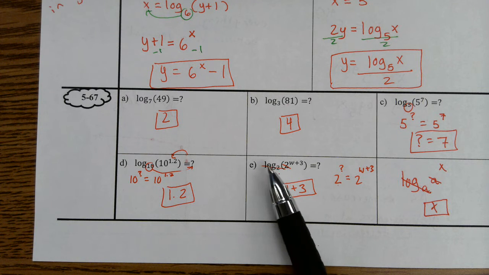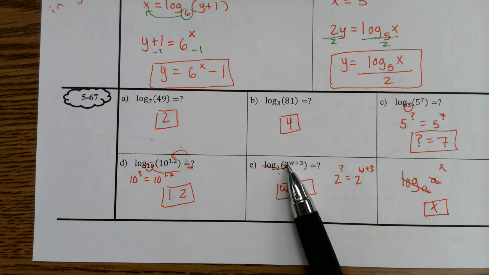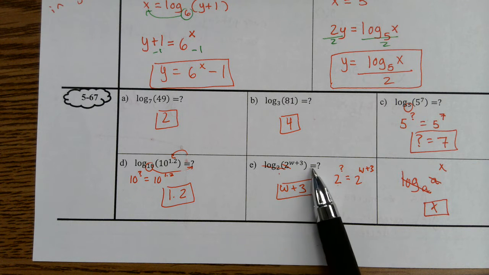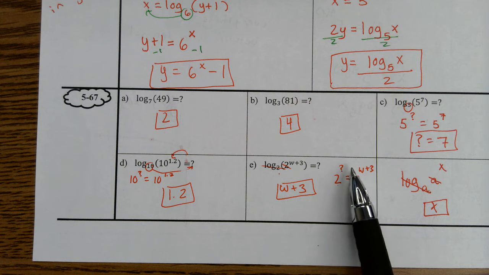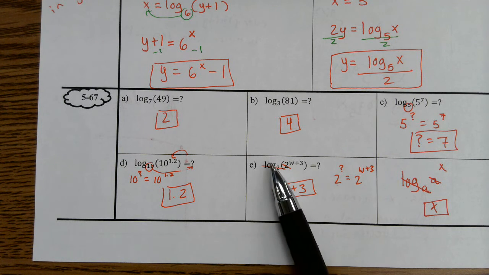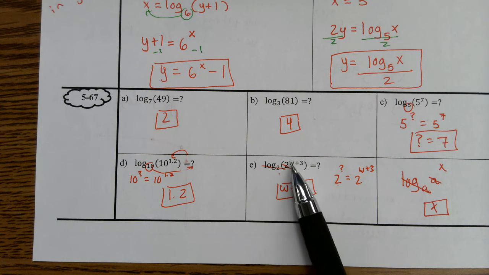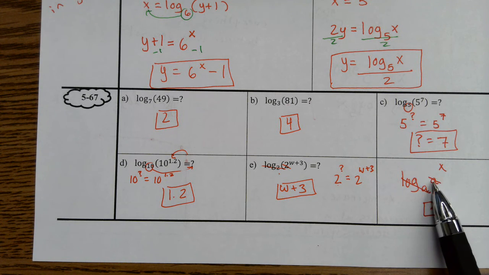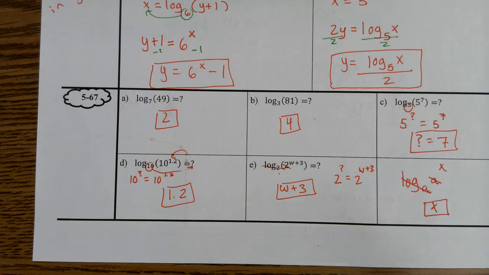Log base 2 of 2 to the w plus 3, oh, there you go. Log base 2 and 2 cancel out. Your answer should just be w plus 3. You could rewrite this as 2 to the question mark power equals 2 to the w plus 3, and then bases are the same, exponents are the same. But again, you can just use the trick, cancel out, and the w plus 3 is your answer. Anytime you have a base right here and a copy of it right here, the log base and that number or letter cancel out, and your answer is the exponent.